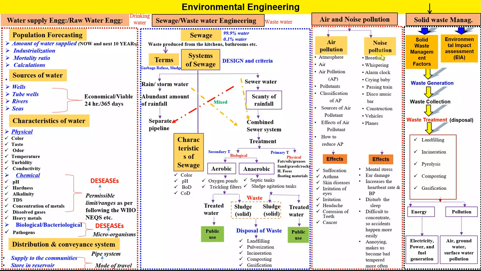Then we have noise pollution. Noise pollution is different, for example breathing, whispering, alarm clock, crying baby, passing rain, disco music bar, construction vehicles, and planes. What will be the effects on the human body?